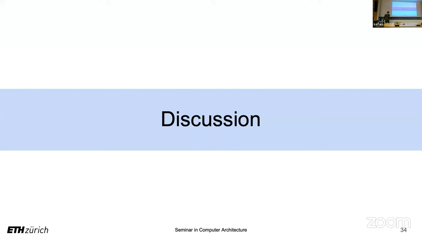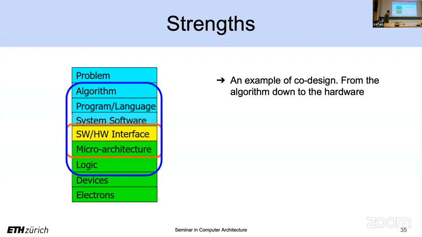So now we have a small discussion. So first, perhaps I'll begin with the strengths and the weaknesses of the paper that I found, at least. So here you may recognize on the left this picture like we had many times, I think. And for me, this paper is a nice example of this. It's a nice example of co-design between software and hardware, how you can modify an algorithm to get it in the hardware.